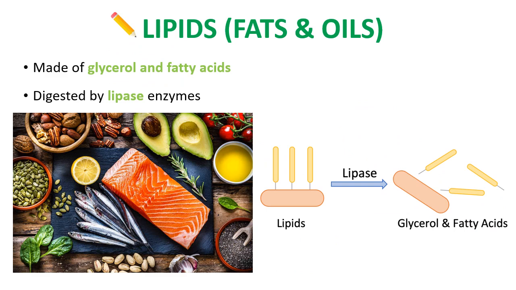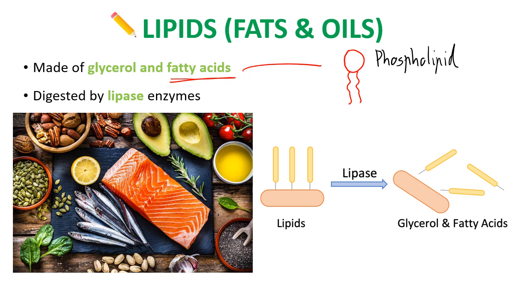Lipids, so fats and oils, their building blocks are glycerol and fatty acids. Fatty acids should be familiar because we've seen them before in these little molecules here when we learned about the cell membrane. So remember, the cell membrane is made of a phospholipid bilayer. So fatty acids are these little tails at the bottom, and it's also these long sections here. So when you break apart a lipid, you get these free fatty acids and you get a glycerol molecule as well. And the enzymes breaking down the lipids are lipase enzymes.